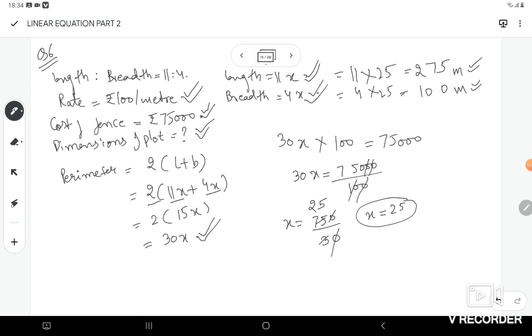Now we know that the total perimeter multiplied by the rate would give us the total fencing cost. So it is 30x multiplied by 100, which gives us 75,000. On solving this, we get the value of x equal to 25. On putting the value of x equal to 25 in length and breadth respectively, that is 11x and 4x, we get the length as 275 meters and breadth as 100 meters respectively.